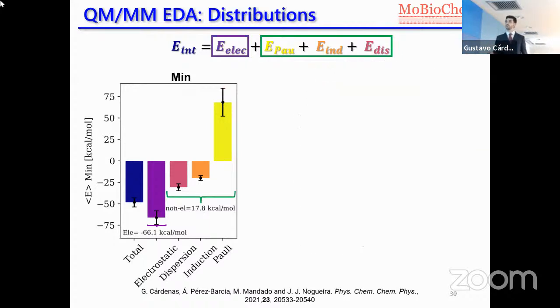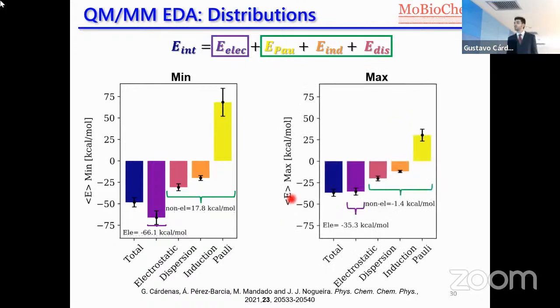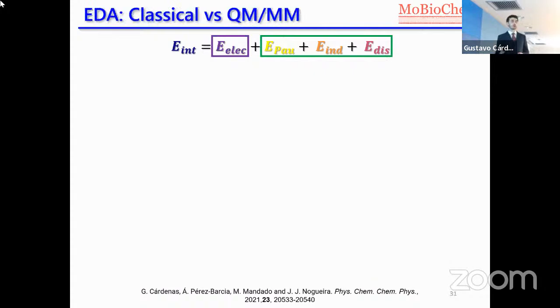Now, when we move from the minimum to the maximum of the potential of mean force, what we see is that, again, the electrostatic term is predominant, although in this case, the non-electrostatic term is negative, but still small. Okay, at this point, we can do a comparison between the classical result and the quantum mechanics/molecular mechanics result.